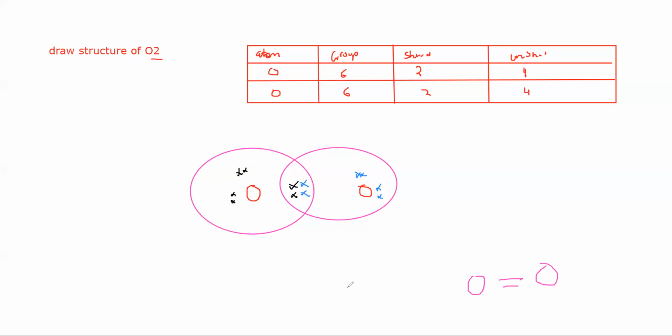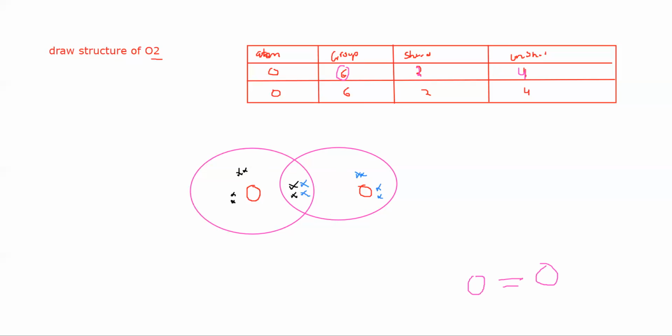Yeah, unshared 4. Look, there are 6 electrons in the outermost shell. If there are 6 electrons, to complete the octet, it should share 2. So out of 6, it shares 2. Unshared, the ones which are left over, do not share: 4.